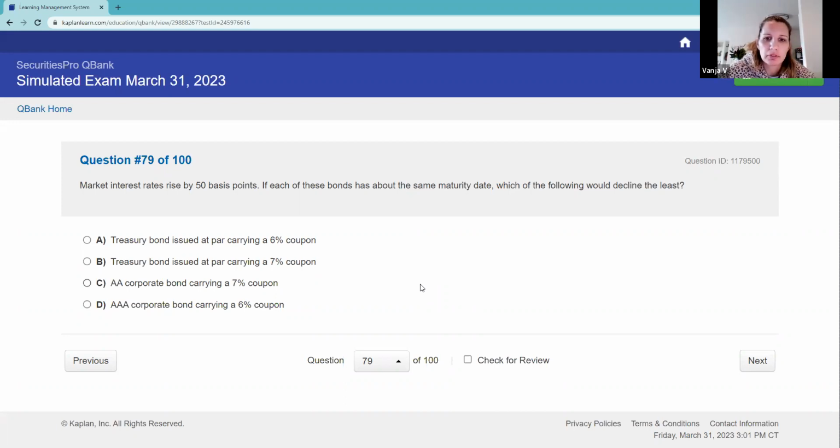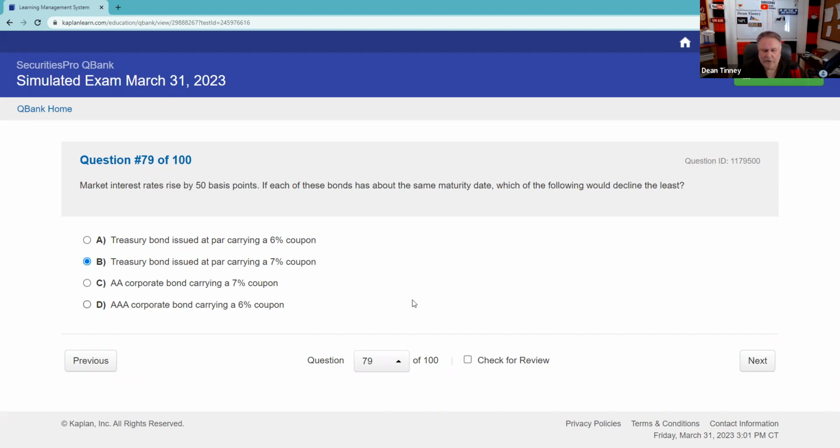If each of these bonds have about the same maturity, which of them would be declined the least? The par is the key here, I think. Par the least. Darn it. Well, let's go with B, treasury bond. I like it. Now, what I would do there is, you got it right.